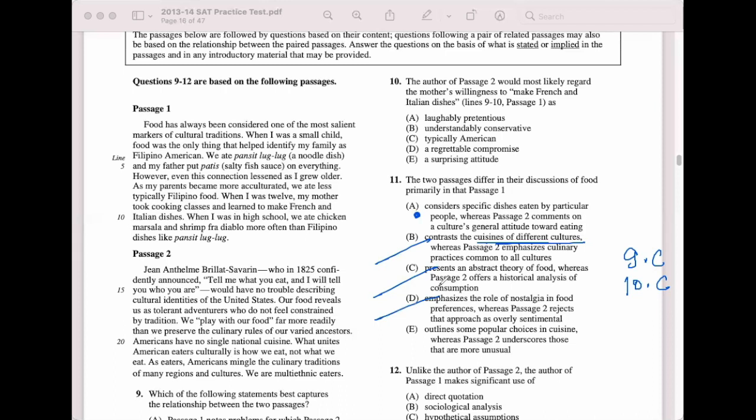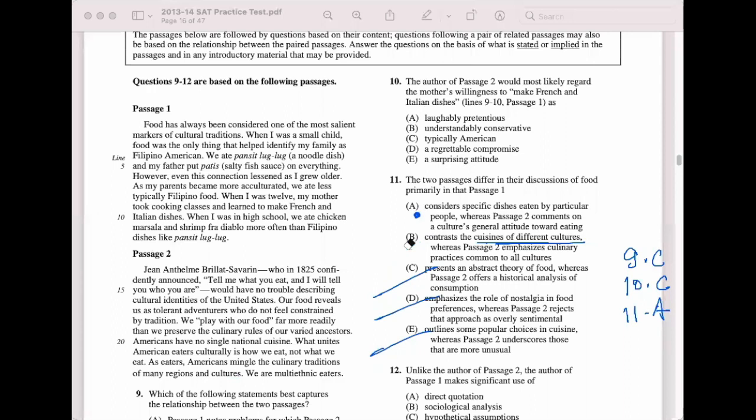Option E, Passage 1 outlines some popular choices in cuisine, whereas Passage 2 underscores those that are more unusual. The second passage does not look at unusual choices in cuisine, and the first one doesn't talk about popular choices in cuisine. It's about a very specific context in which this family ate and how that represents a typical Filipino food, right? So yes, A is the best answer. A is best because it brings out that specificity with a more general attitude.